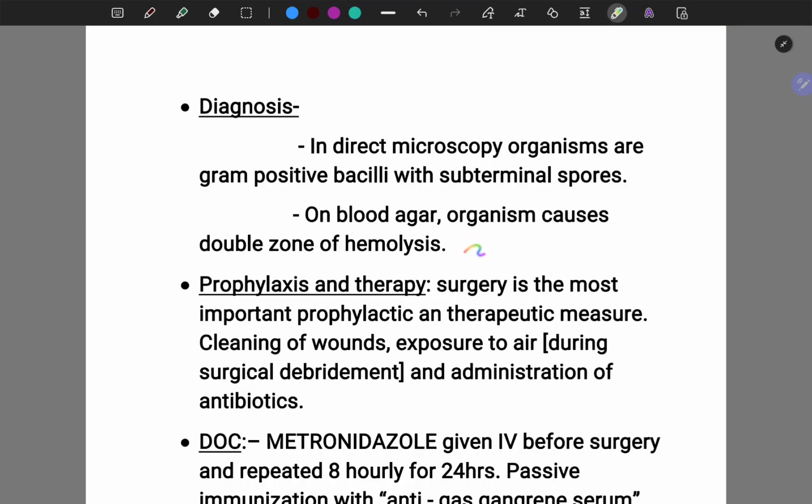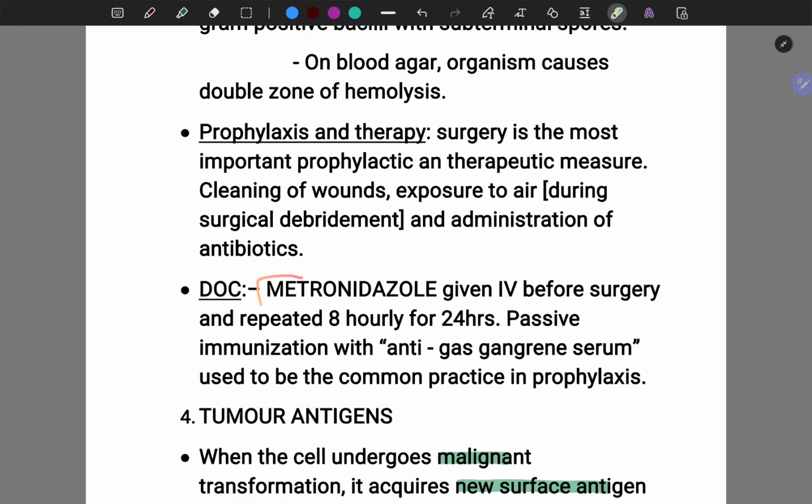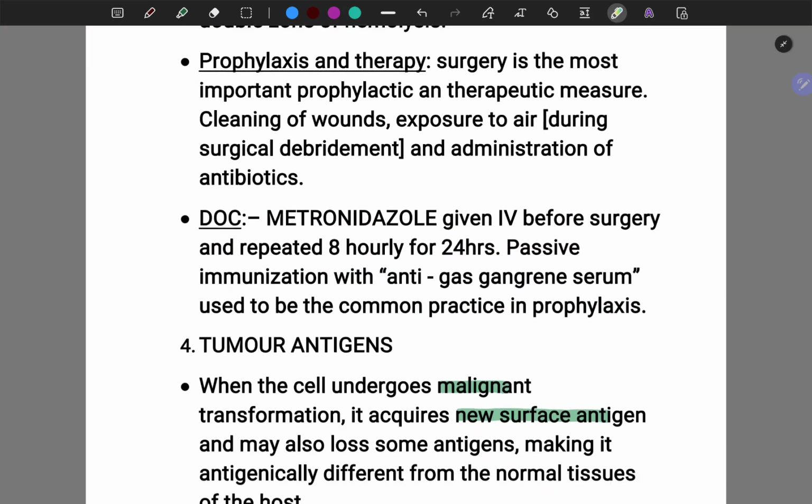These organisms tend to produce coagulase and hyaluronidase, and they will cause a double zone of hemolysis. Right. So for anaerobic infection, we can go with metronidazole given IV and repeated 8 hourly for 24 hours. Anti-gangrene serum is given.